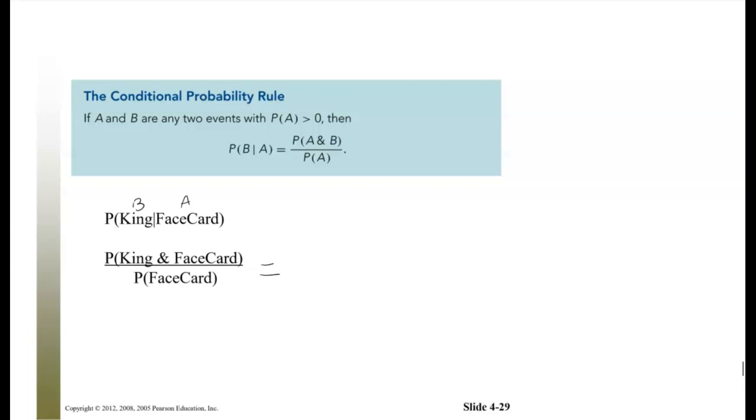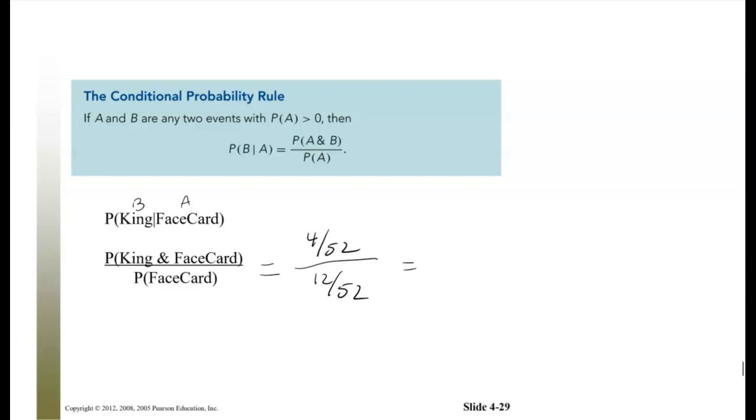So using the formula, let's go through the probability. So king and face card. What's the probability of getting a card that is both a king and a face card? Well, there are 4 cards that have this attribute, right? So it's 4 out of 52. And then divided by the probability of just getting a face card. So how many face cards are there in a deck of cards? We've already stated there are 12. So that's 12 out of 52.